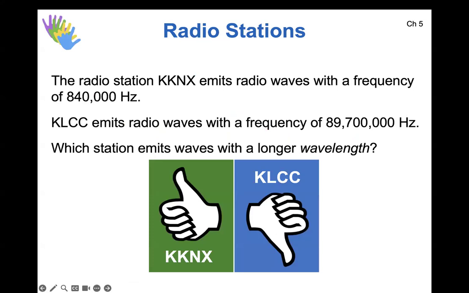So, quick concept question for you. The radio station KKNX emits radio waves with a frequency of 840,000 hertz. Remember, hertz is how we measure frequency. KLCC emits radio waves with a frequency of 89,700,000 hertz. Which station emits waves with a longer wavelength? So here you're given two different frequencies. One's obviously bigger than the other, but which one has the longer wavelength?